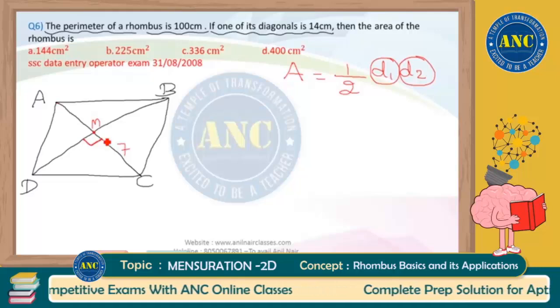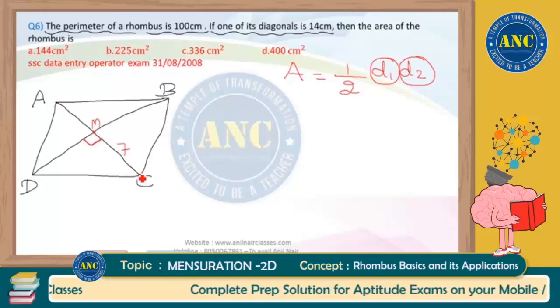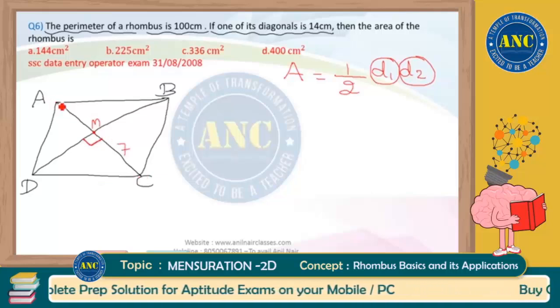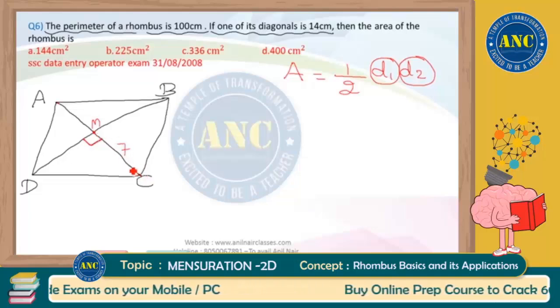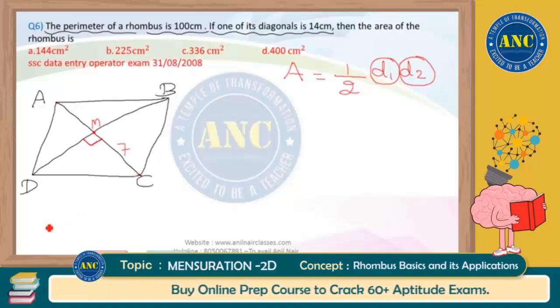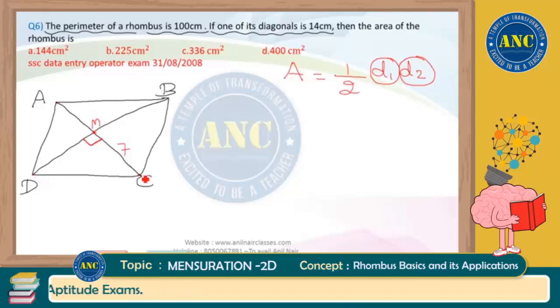Now, can I say that MC value is 7? Yes, beautiful. MC value is 7 because AC is totally 14. This MC is half of 14, which is nothing but 7. Now, I want to find the value of DM. Sir, first of all, what is DC value?